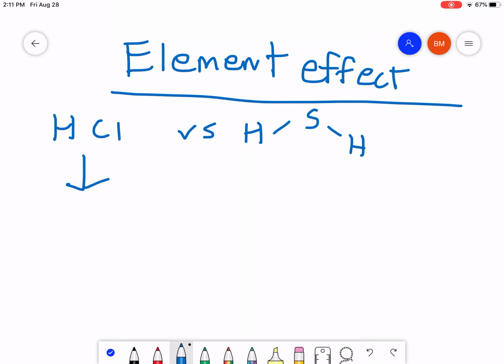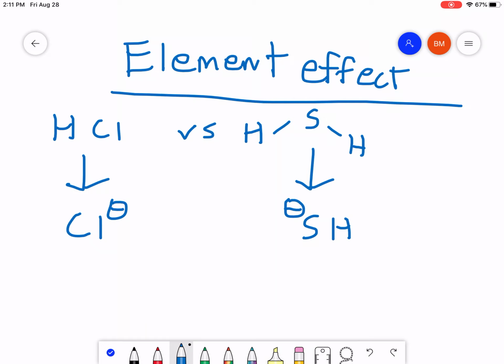If HCl were to give up its proton, you'd be left with Cl minus. If H2S gave up one of its protons, you'd be left with SH minus. The charges are on the respective atoms. The negative charge is on a Cl, and the negative charge is on a sulfur. So you have to determine basically which one of these atoms can better handle a negative charge, a Cl or a sulfur. And we can use the element effect to figure that out.